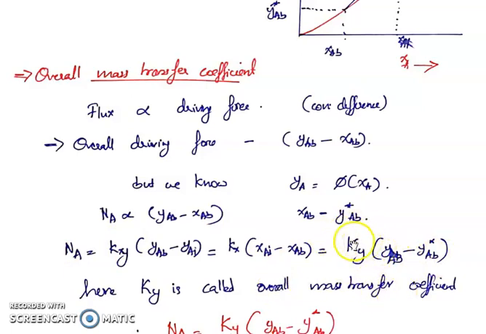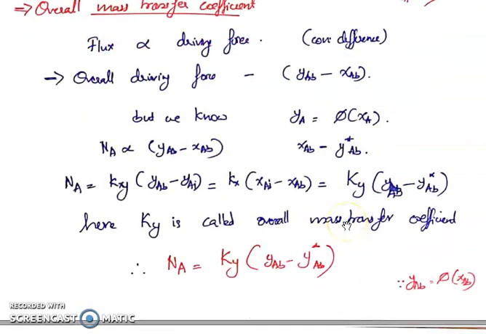This is a constant. Whatever values we use, this constant will absorb, and so the proportionality exists, and we will be able to calculate the actual value of flux. It doesn't matter if we use XAB or Y star AB. The constant of proportionality will absorb the difference. So here NA is equal to capital Ky into YAB minus Y star AB, and the term capital Ky is called overall mass transfer coefficient.